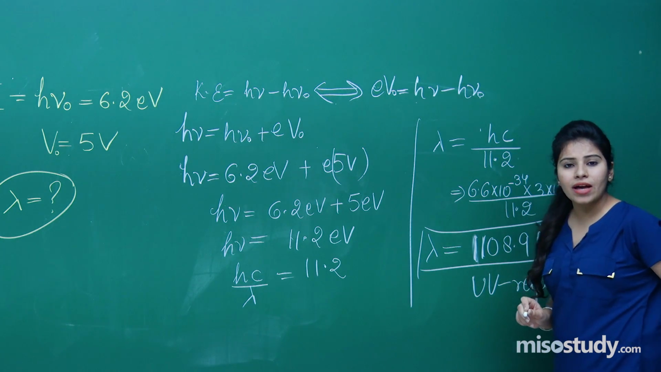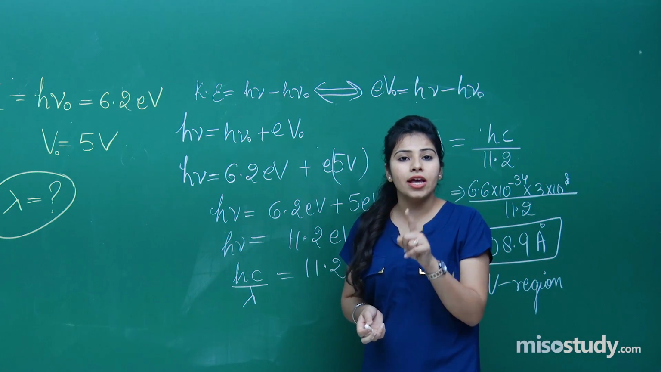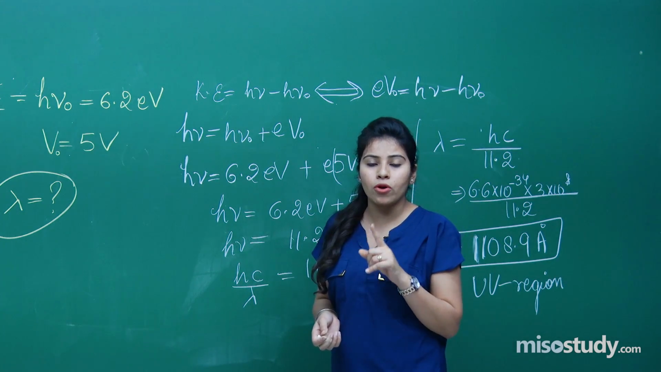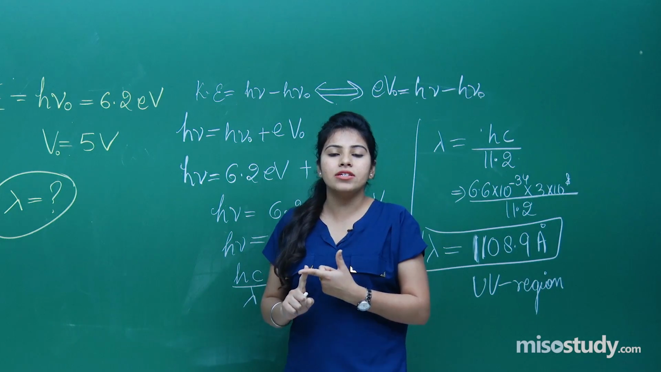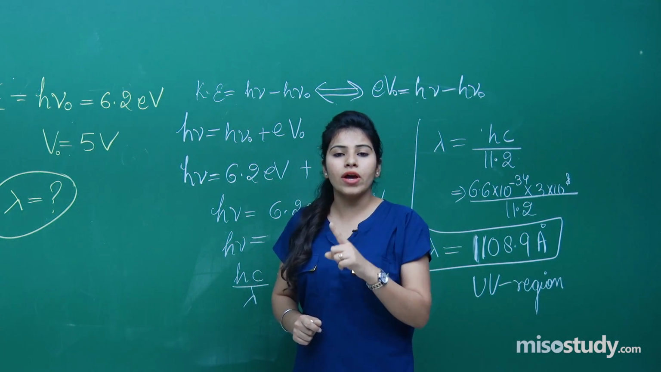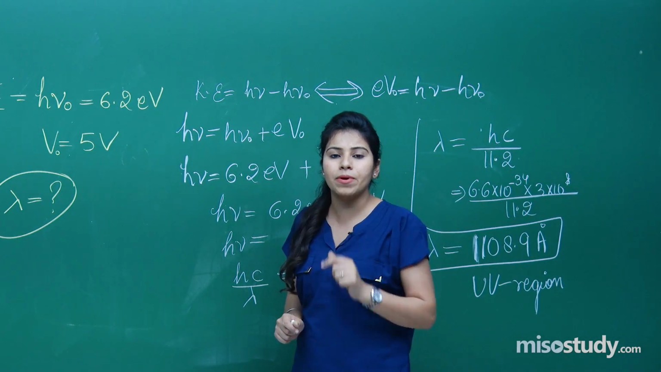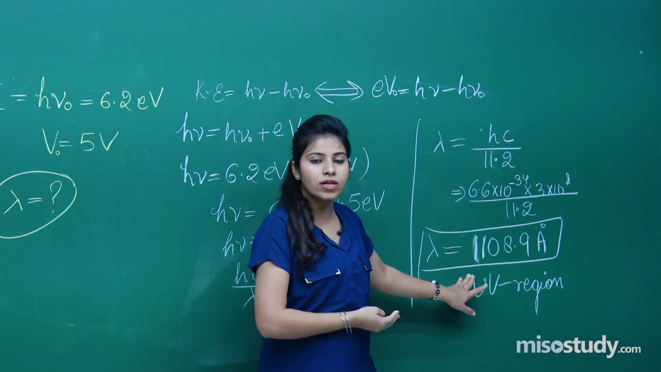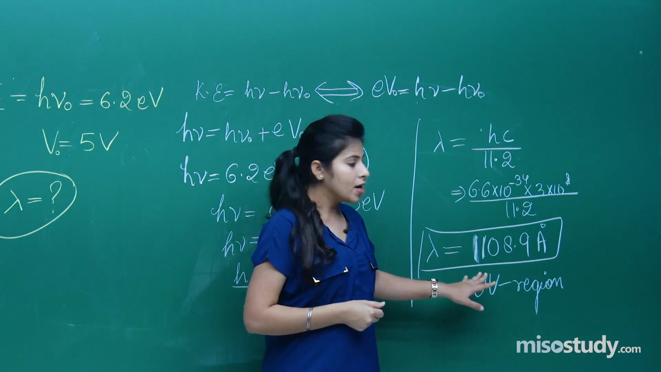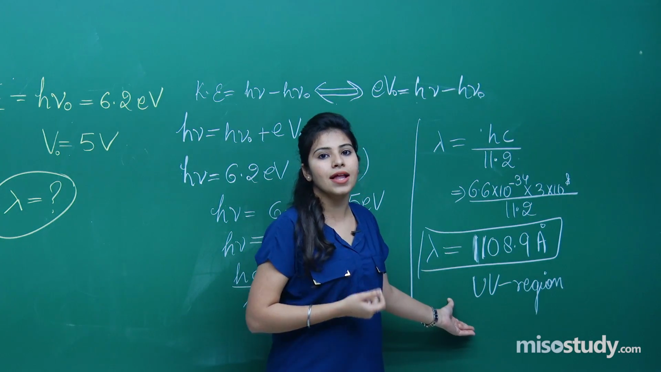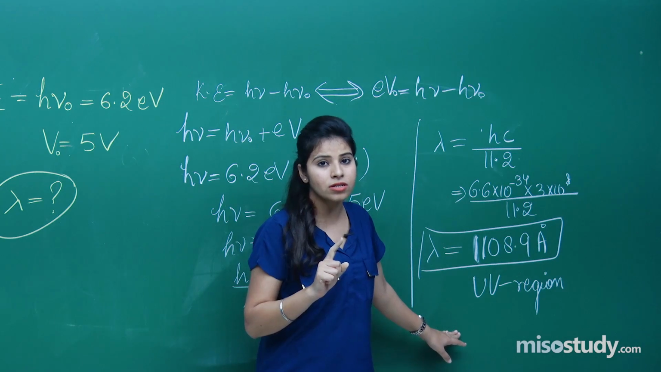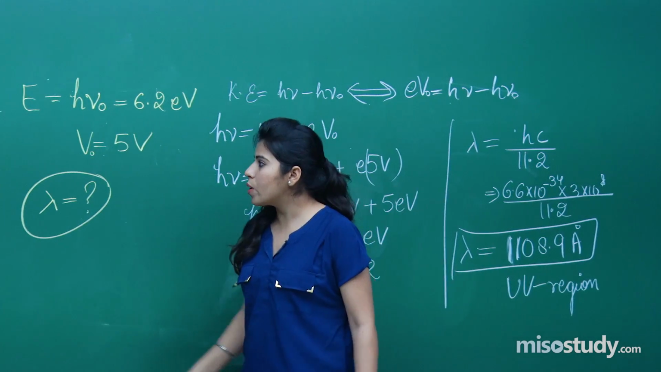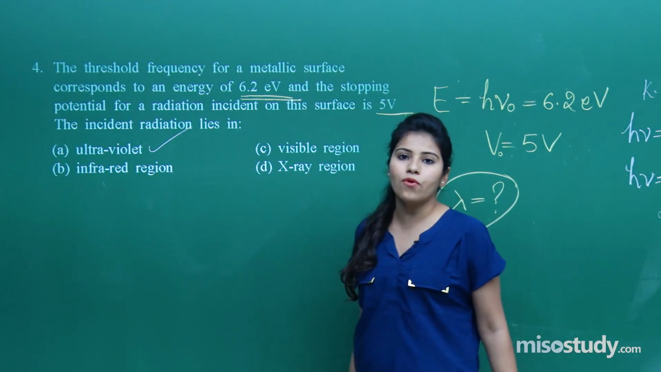You must be aware of the electromagnetic spectrum. Don't forget to learn the electromagnetic spectrum when you go for your exam. Basically, this is required for physics. Most important thing, this electromagnetic spectrum should be on your fingertips. So, don't forget to learn the electromagnetic spectrum table. Because such questions can be found in your exam where you will have found the wavelength, but you will not know in which region this wavelength is lying. So, this becomes important that you know about the electromagnetic spectrum. Alright, now we can tick over here that this answer is ultraviolet.